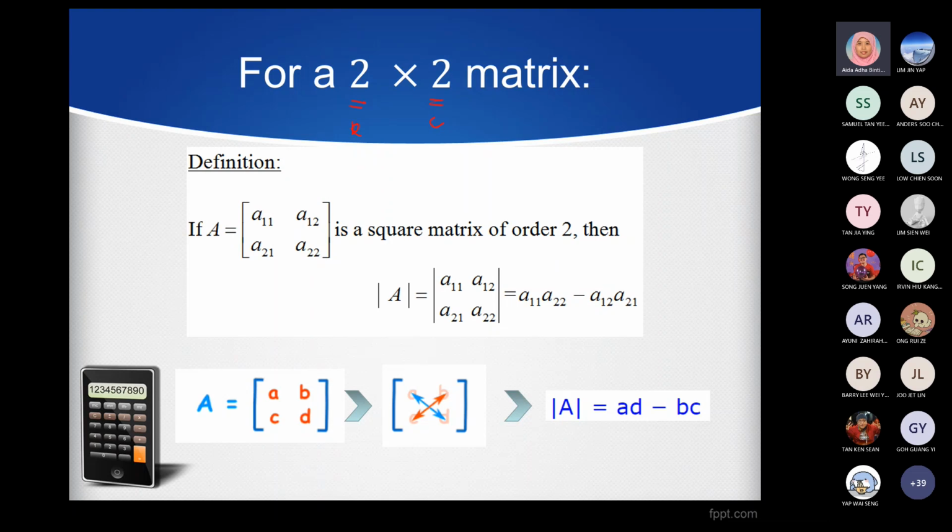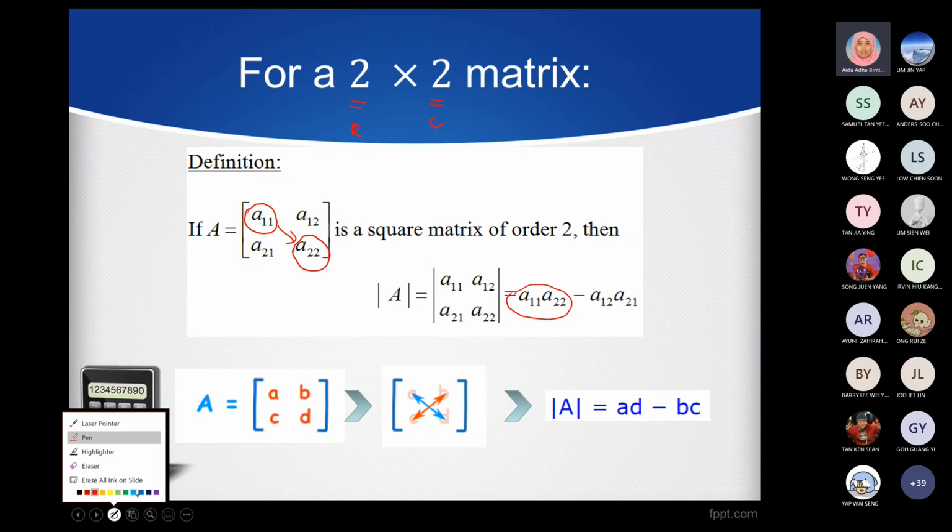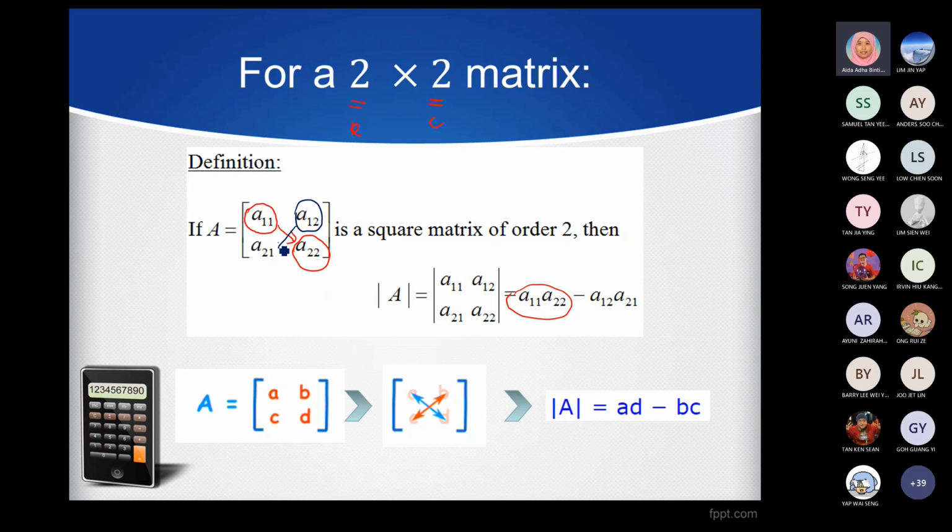Easy, okay? Because for this one, you just multiply from the top left with the bottom right, so this one is A11 multiplied with A22. And next you just multiply this and this, and then you do the subtraction. So this is the 2 times 2, easy.